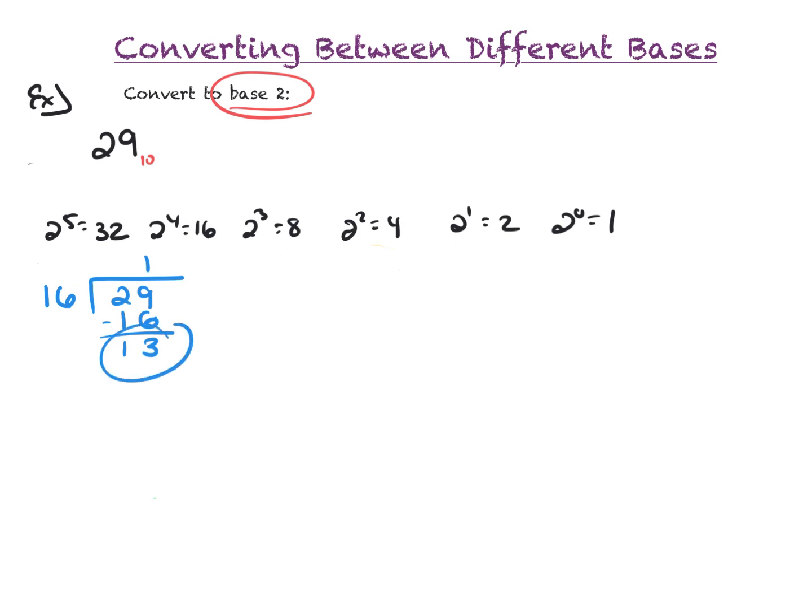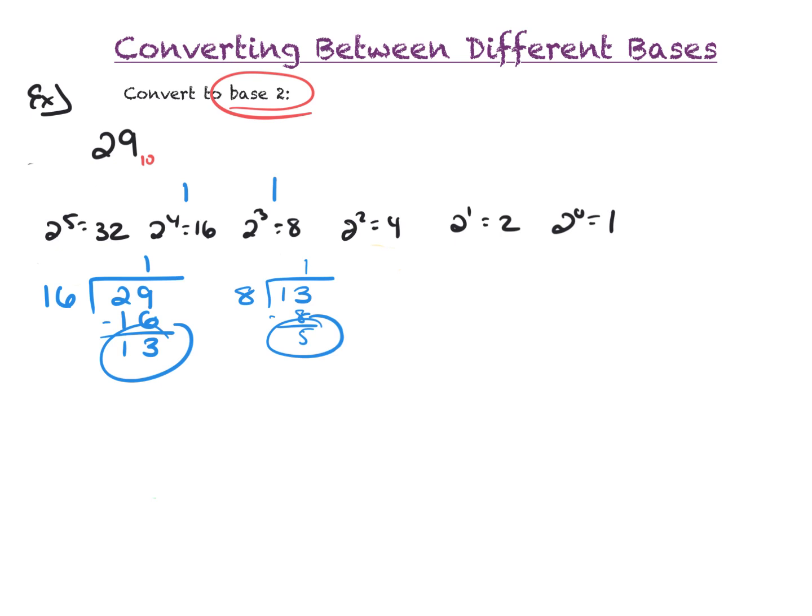Cool, there's our remainder. So that means that we have one set of 2 to the fourths. So I'll write 1 2 to the fourths. Okay, next one, 2 to the thirds, 8. Does 8 go into 13? Sure. So we'll do 8 divided into 13. So 8 goes into 13 one time, remainder 5. Perfect. Okay, so we have 1 2 to the third, which is 8.